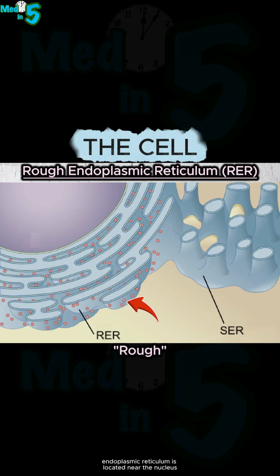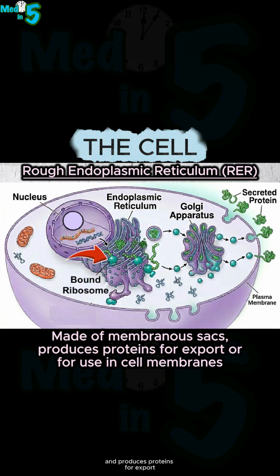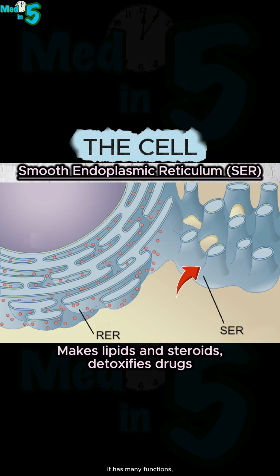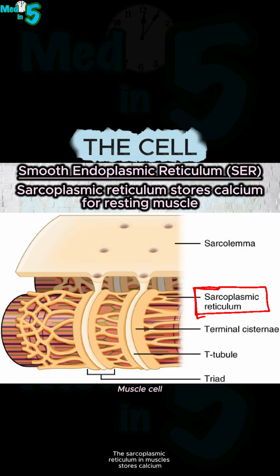The rough endoplasmic reticulum is located near the nucleus and appears rough due to attached ribosomes. It's made of membranous sacs and produces proteins for export or for use in cell membranes. The smooth endoplasmic reticulum doesn't have ribosomes, but is also composed of membranous tubules. It has many functions, including making lipids and steroids and detoxifying drugs. The sarcoplasmic reticulum in muscles stores calcium when at rest.